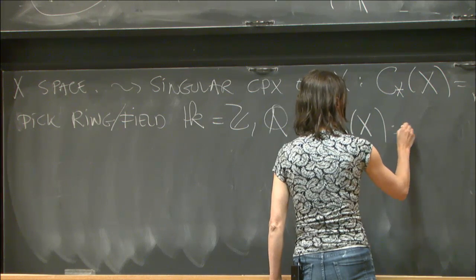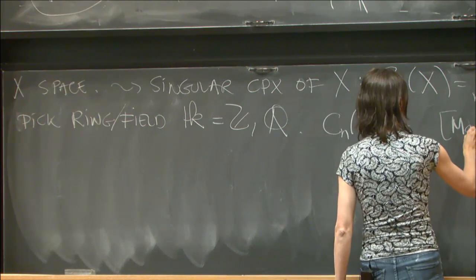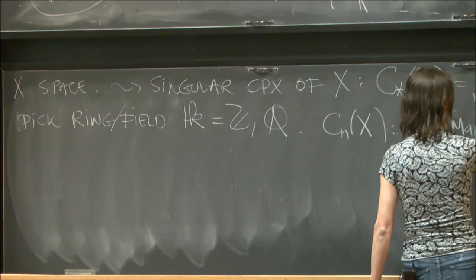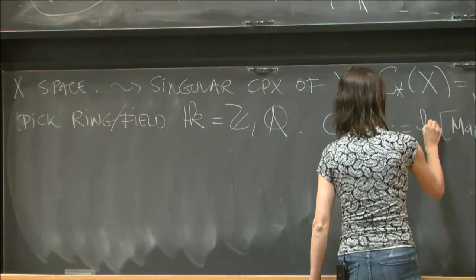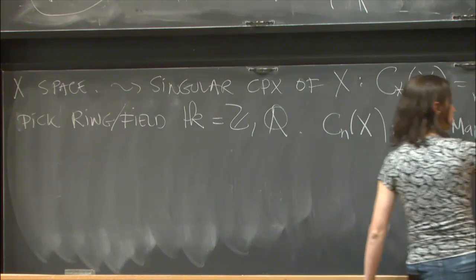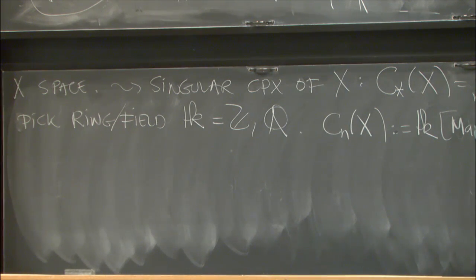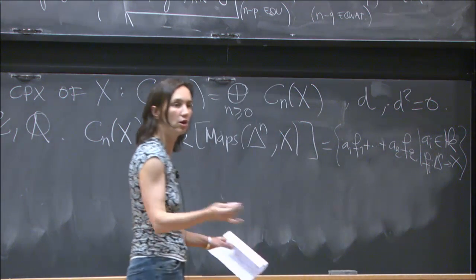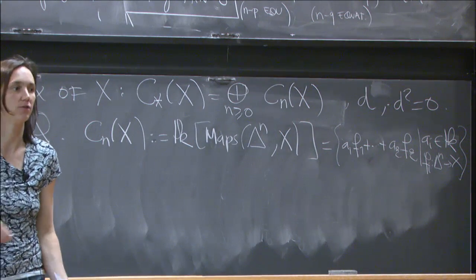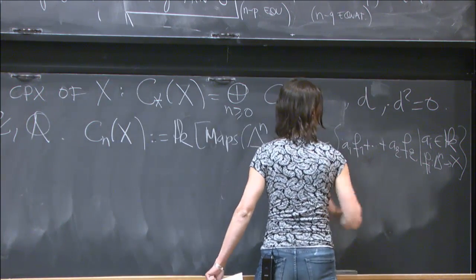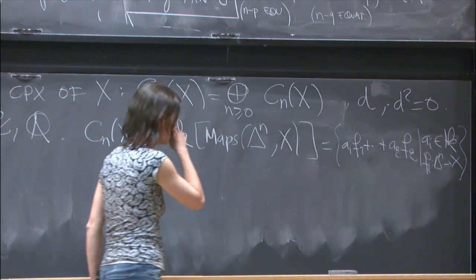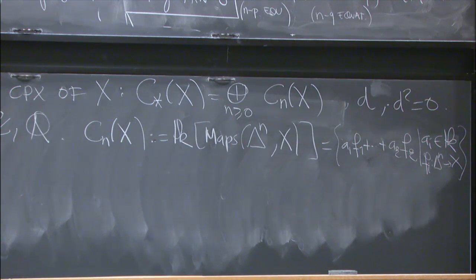It's by definition again something with maps. I'm going to take continuous maps from something called delta n into X, and then I take K. By definition, these are formal sums a1 f1 plus ... plus ak fk. The a_i are in my ground field or ring, and the f_i are maps delta n to X. It doesn't mean anything to sum maps, so I just formally sum them. My elements are sums. It doesn't mean anything else than what I wrote. And what is delta n?